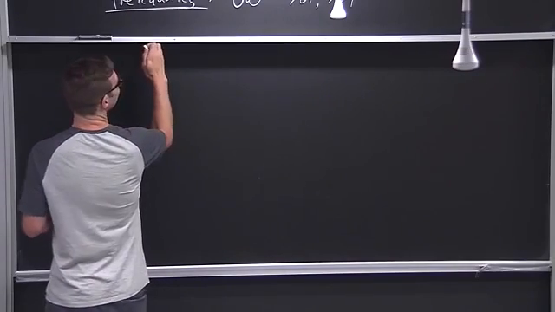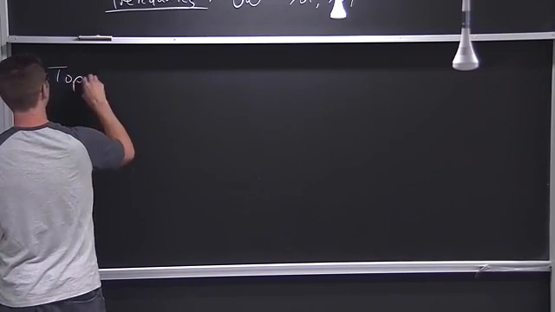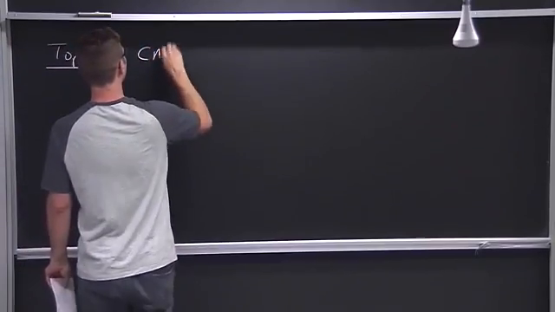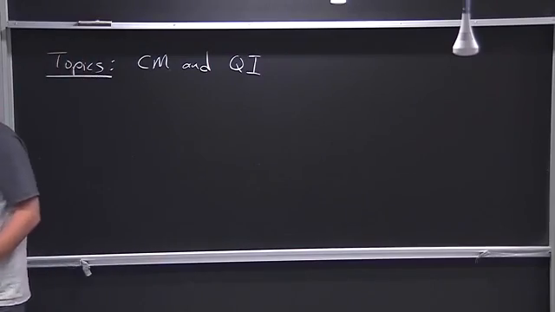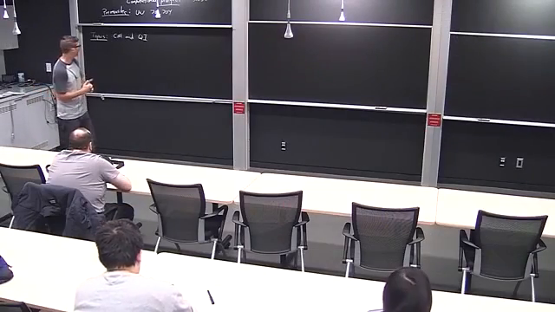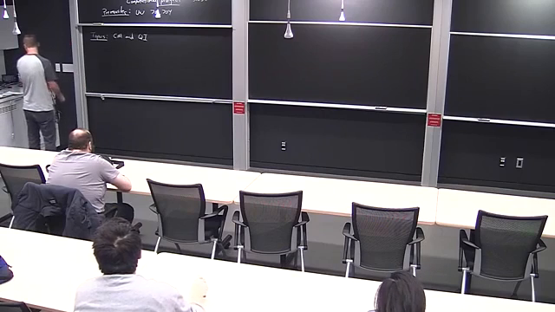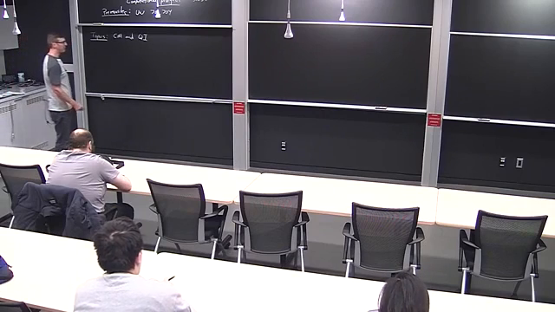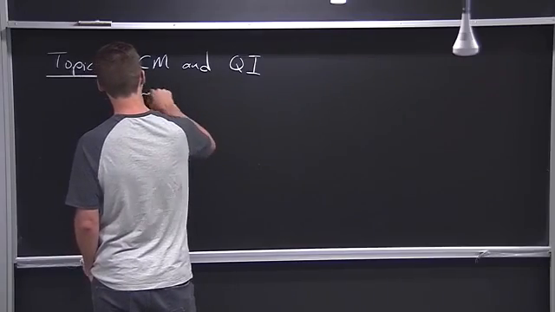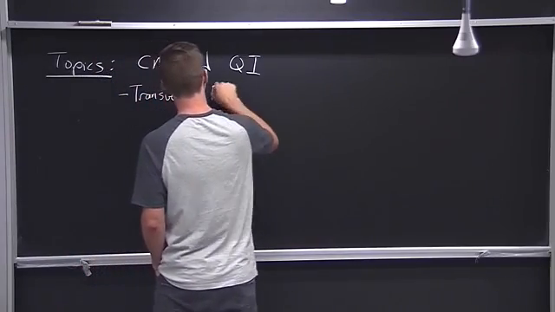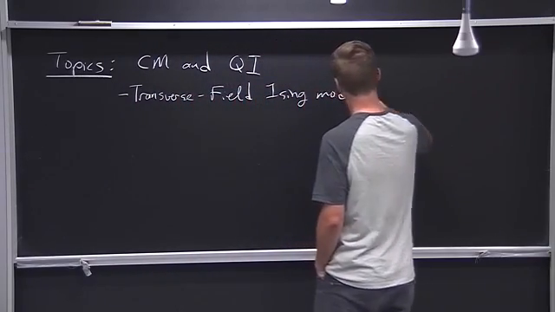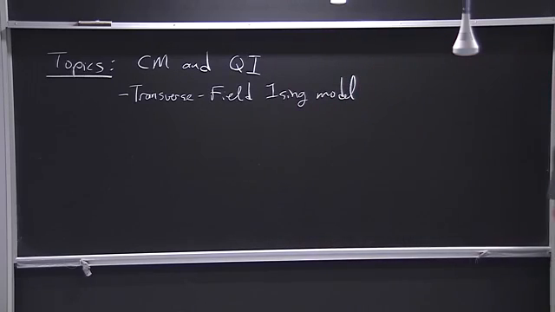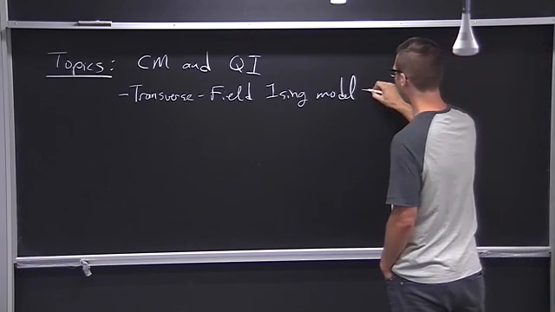So we'll be covering topics in both condensed matter and quantum information. But since I'm a condensed matter person, this will be tilted a bit more towards the condensed matter perspective. So we're going to start off today with transverse field Ising models. And the transverse field Ising model is one of the simplest ways to demonstrate this classical to quantum correspondence, or quantum to classical correspondence.